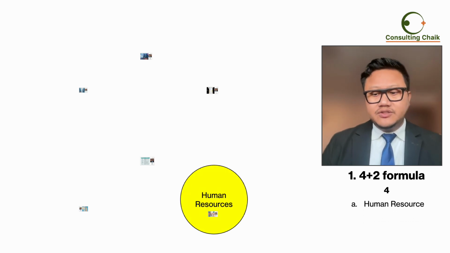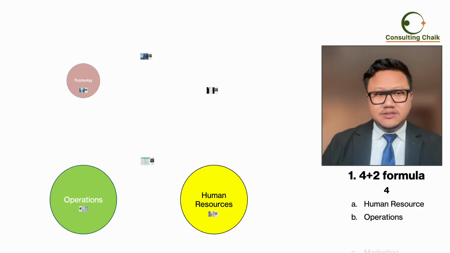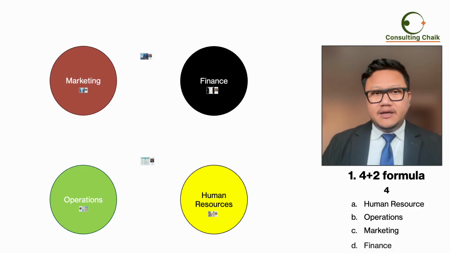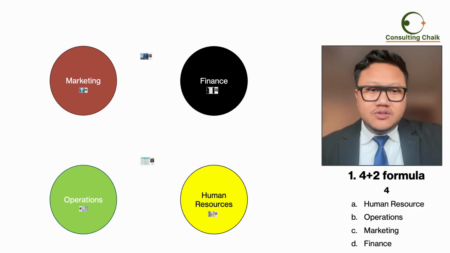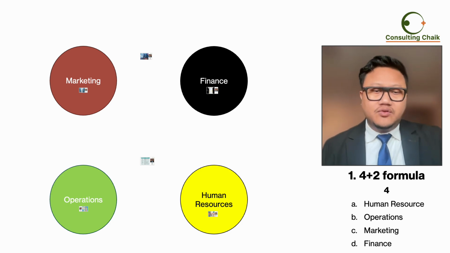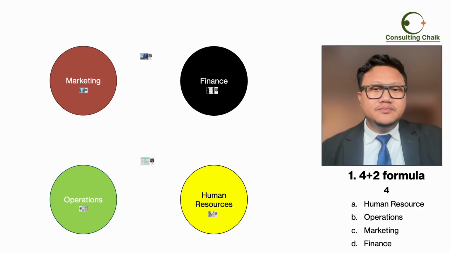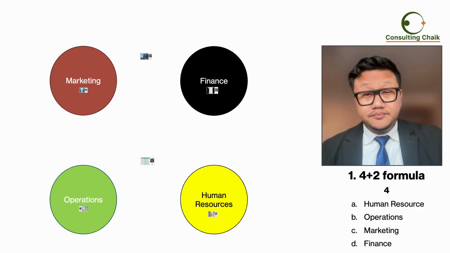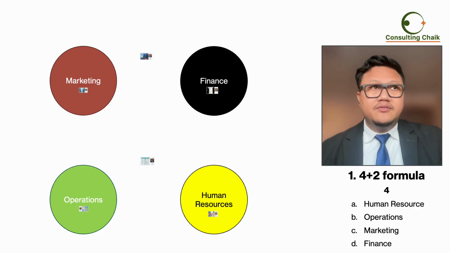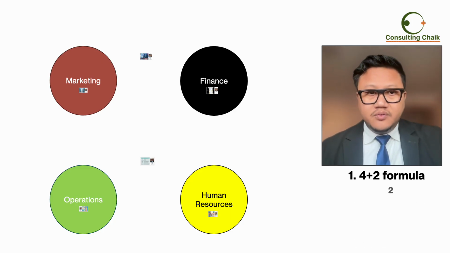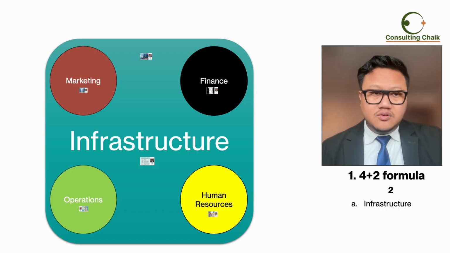First one is human resource. Second is operations. Third is marketing. And 4 is finance. So if you compromise any one of these 4, it'll happen. If not today, after years, if you compromise any 4 of these, you'll start facing a lot of problems in various ways. And in order to strengthen these 4, we have the 2. Number 1 of the 2 is infrastructure.